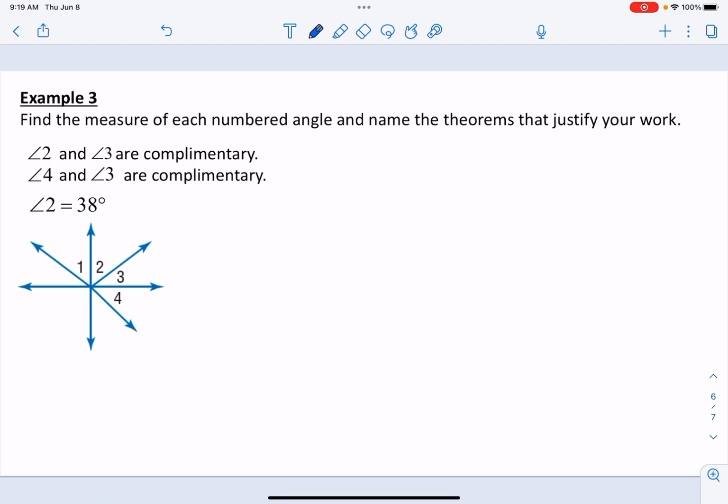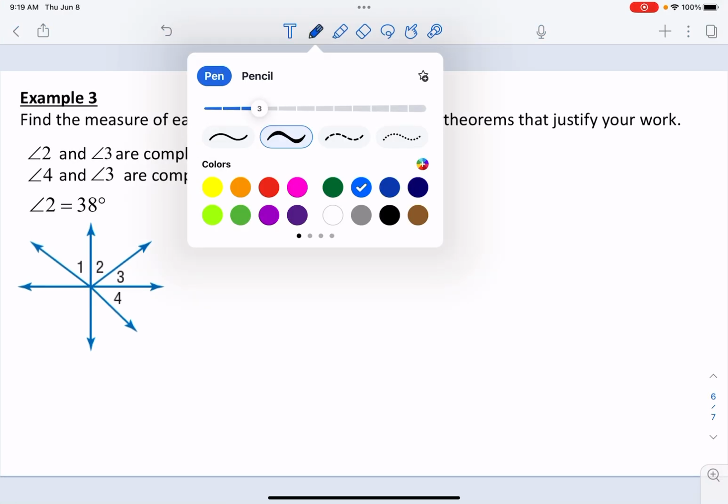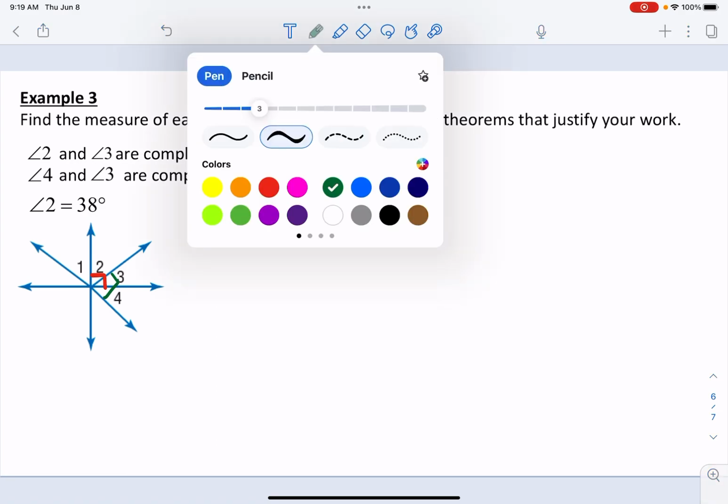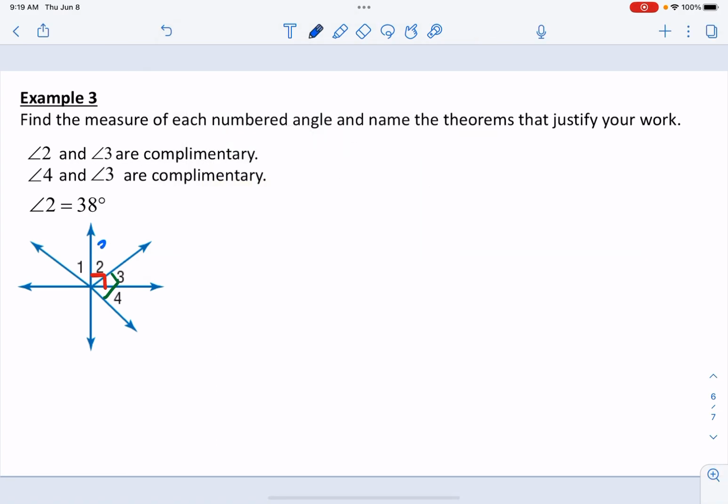Okay. 2 and 3 are complementary, which means that they add up to 90 degrees. So I have a right angle there. 4 and 3 are complementary, so I have a right angle there. So 2 and 4... I should write in 2. They tell me 2 is equal to 38.